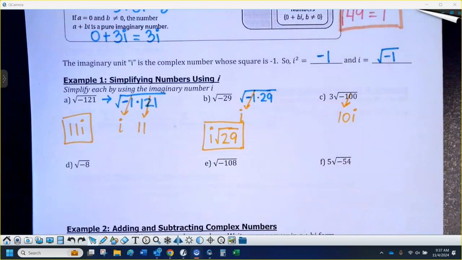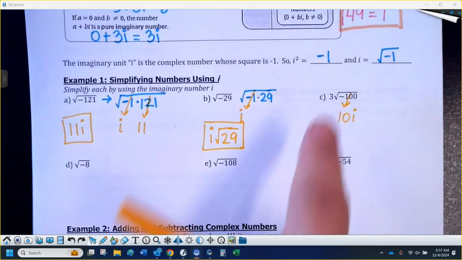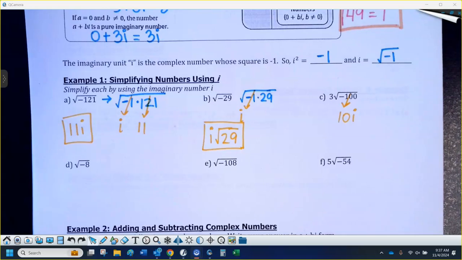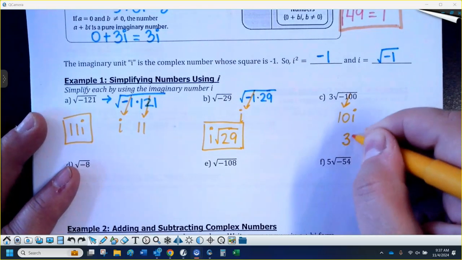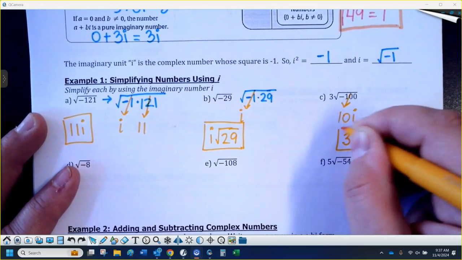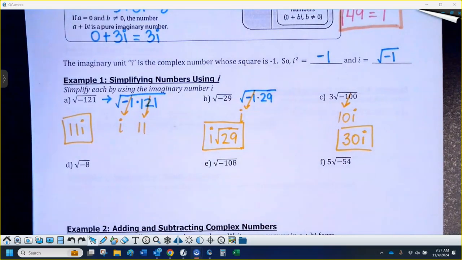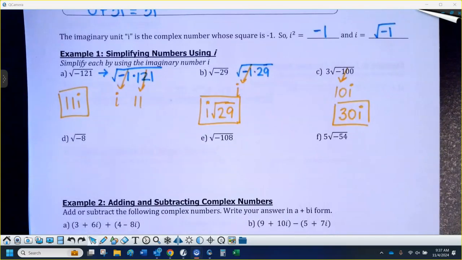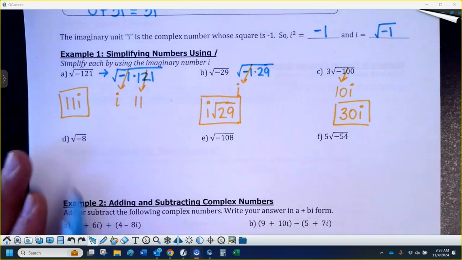Now, you can always multiply them. They don't have to be both real or both imaginary. You can always multiply them together. All I would do is 3 times 10i. It just works like normal multiplication. This would be simplified to be 30i. That's all it is. If you see a negative under a radical, you're going to have an i in your answer.